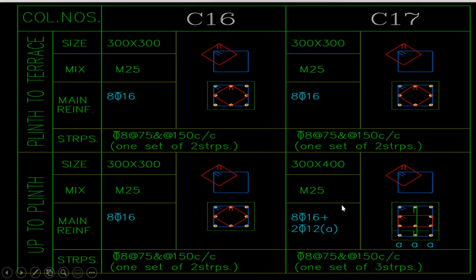So this is up to the plinth level. From the plinth to the terrace, again, we need to provide only 16 diameter 8 bars. So there is no point in providing 12 diameter 2 bars in the terrace portion. And this is the grade of concrete that you have to use. This is the dimension of the column, and this is how you have to provide.